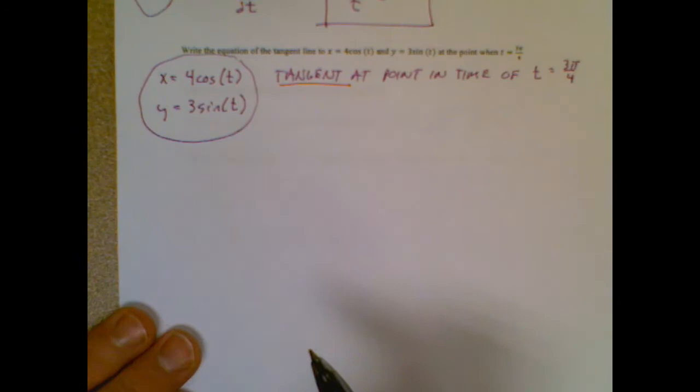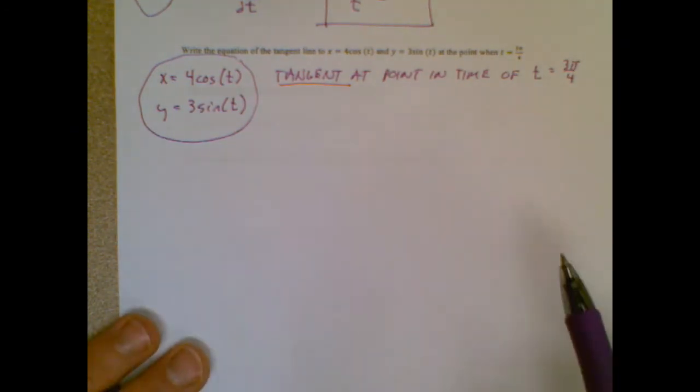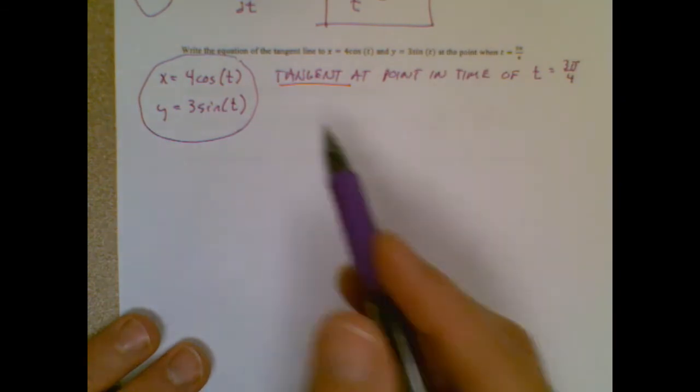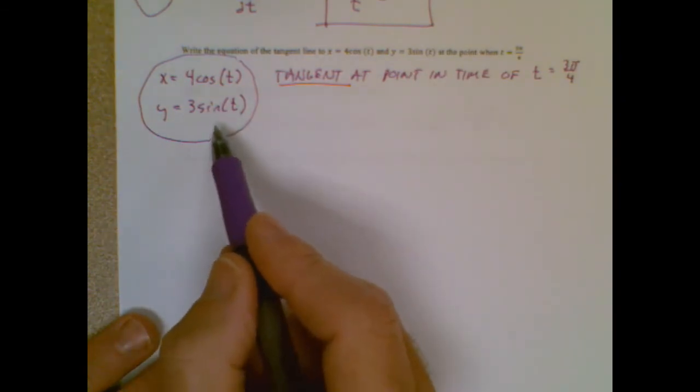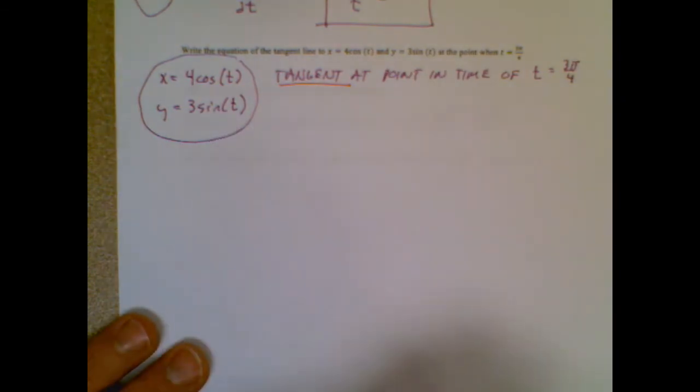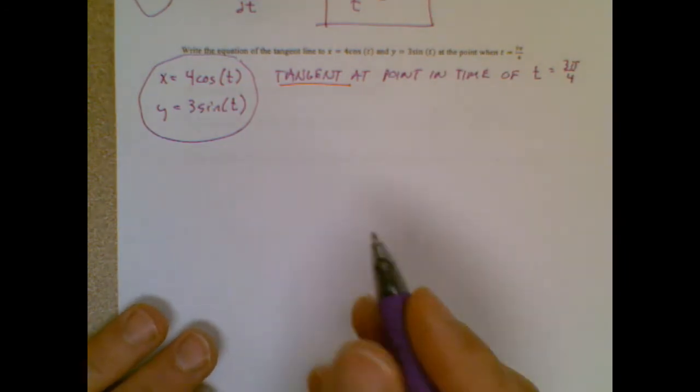But we have this set of parametric equations, so it's defining some curve. It's probably quite curvy, and we're going to say t represents time. At time t equals 3 pi over 4, we want to know the equation of the line that's tangent to that set of parametric equations.